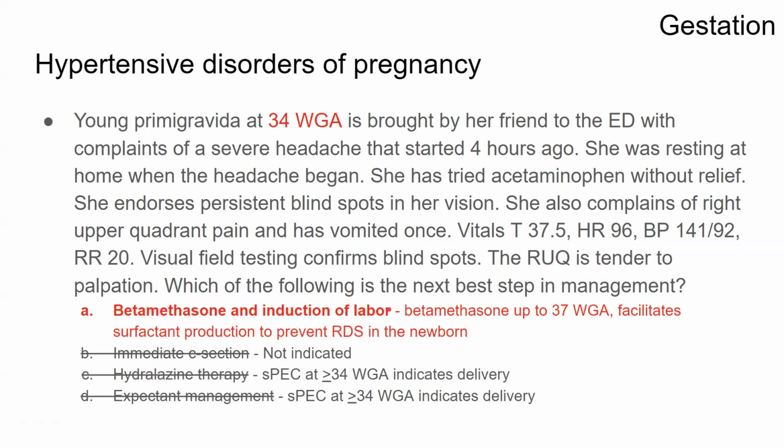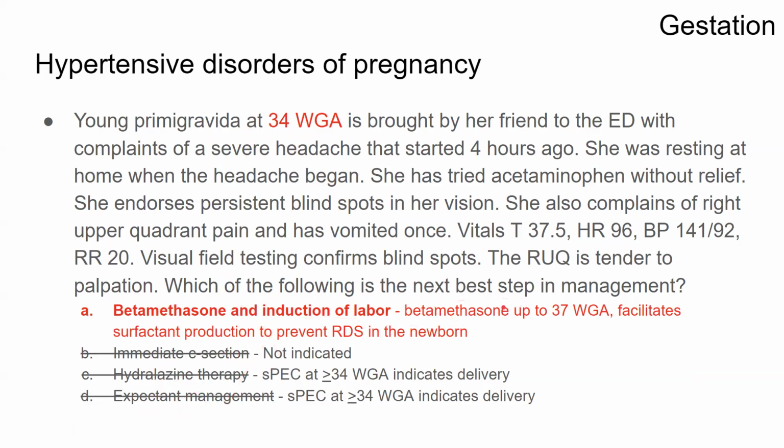You want to do betamethasone and induction of labor. Because what I was seeing on UpToDate and ACOG guidelines is that if they're beyond this 34 weeks gestational age window and they have preeclampsia with severe features, you want to induce labor and get the baby out to help both the mom and the baby. So based on those criteria, you rule out expectant management. But we'll just go through these answers.